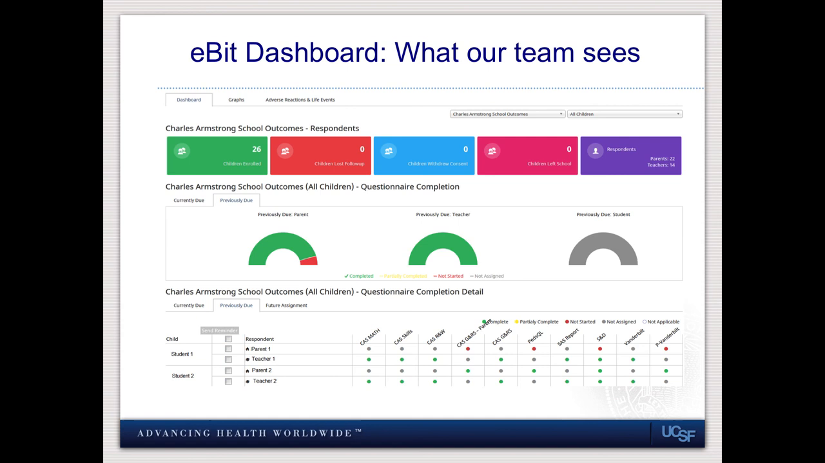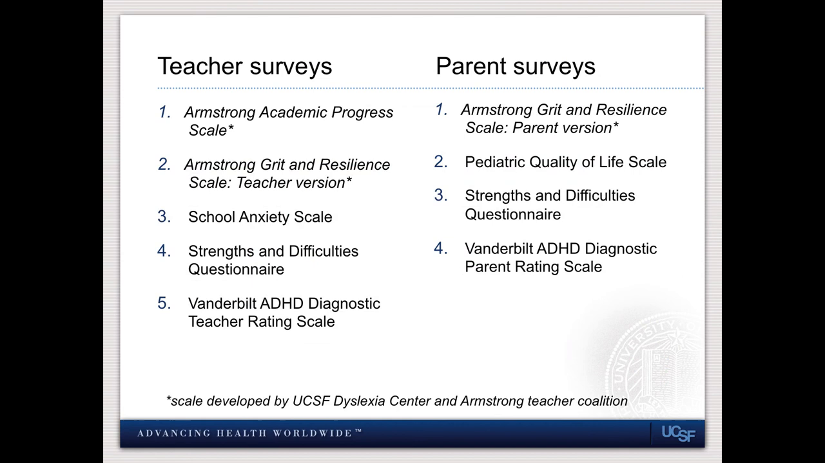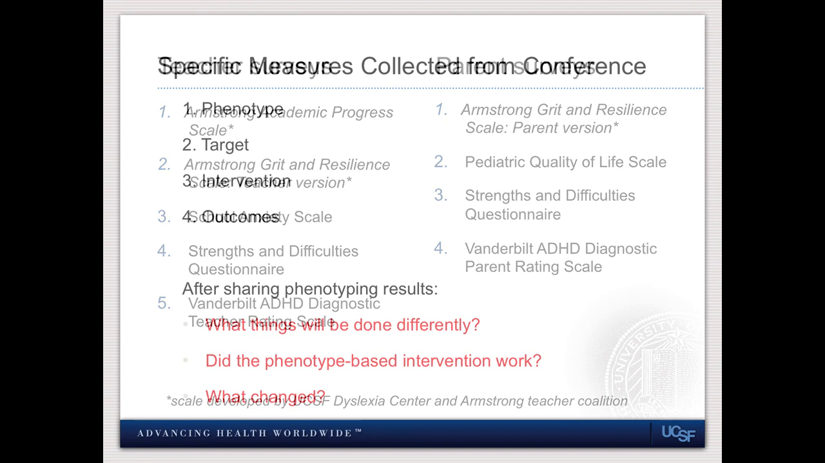The EBIT is this base that we have that is filled out by teachers and by parents, so we have that information together in one place. We have a way of looking at whether they're actually doing it, so we can say, hey, you're missing these. And we have different surveys that go to teachers and parents, and some are the same. So then we ask, what's the phenotype? What's the target? What's the intervention? What are the outcomes? We track the interventions.